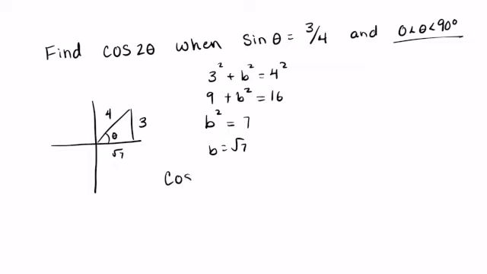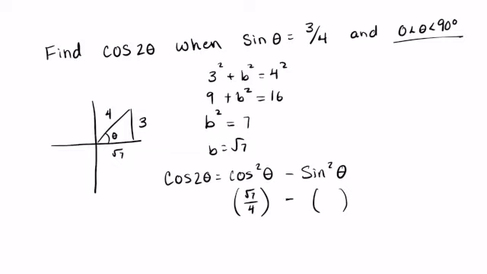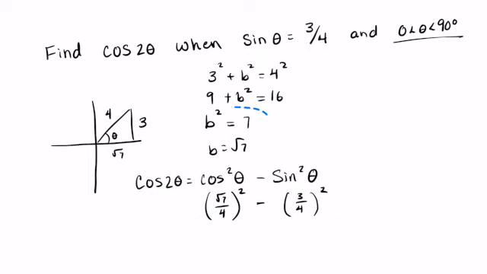So now utilizing our double angle identity here to find the double angle of cosine, we have cosine squared theta minus sine squared of theta. And I'm just going to plug in everything that I have. So I have root 7 over 4 squared minus 3 over 4 squared. And we're going to simplify this out. I'm going to give us a little bit more room again.